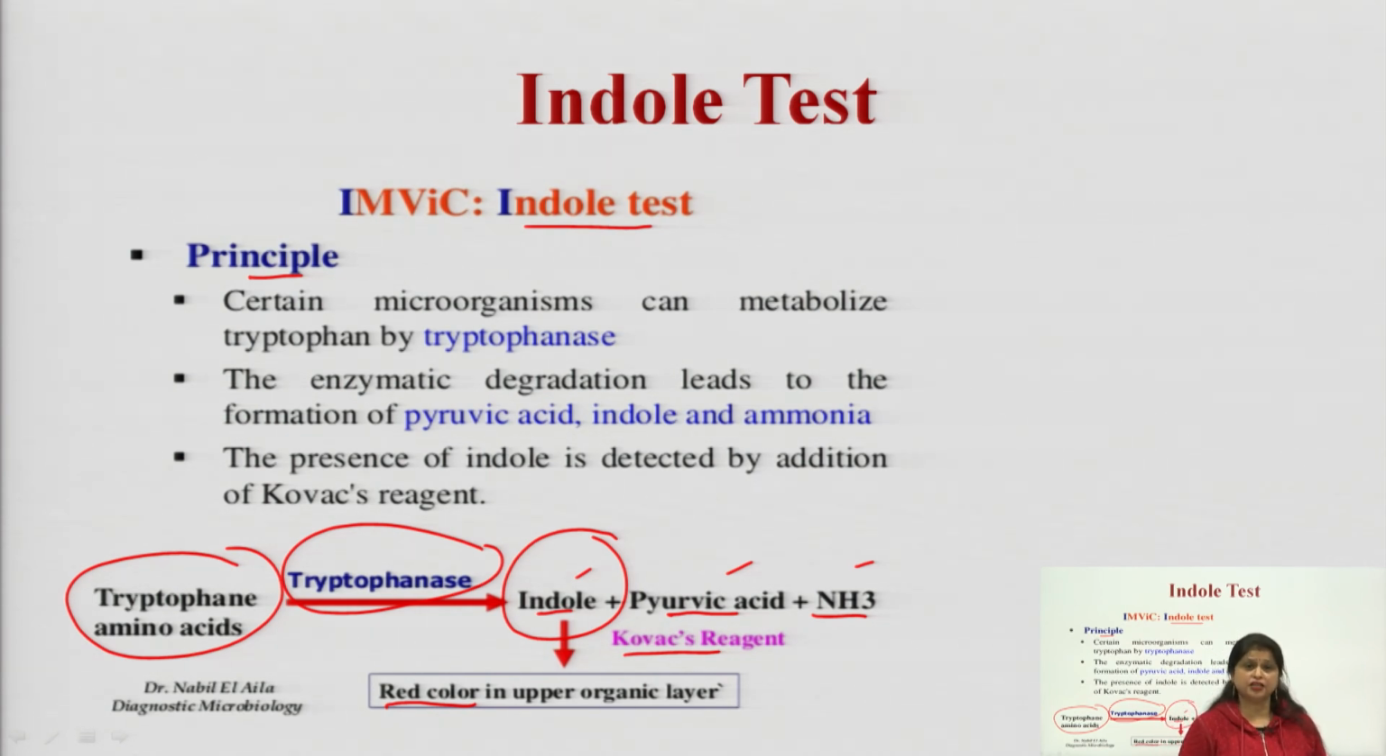When you add Kovac's reagent into the broth in which tryptophan has been metabolized with the help of tryptophanase, the indole which has been generated will be identified by the reagent, which converts the broth into red color. The red color is the indication that your bacteria were releasing tryptophanase enzyme. So, this is a technique by which we identify the bacteria which release tryptophanase enzyme.